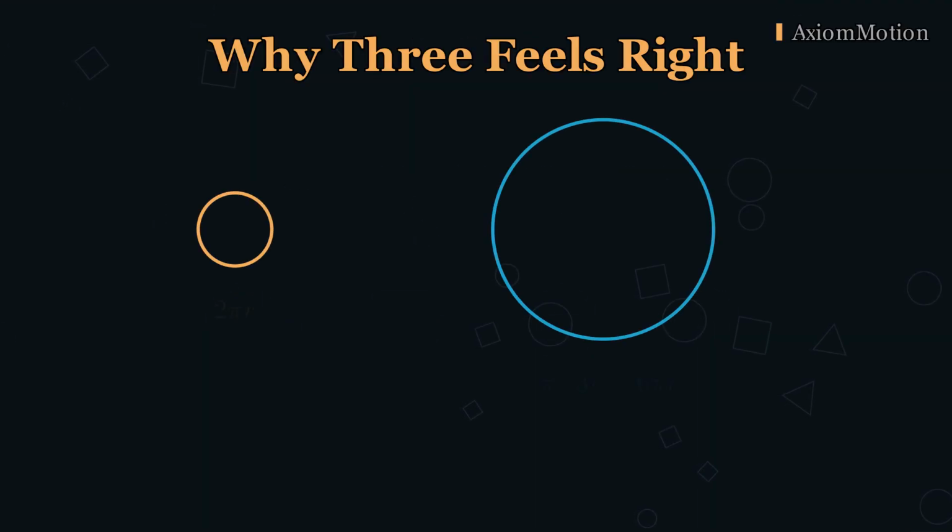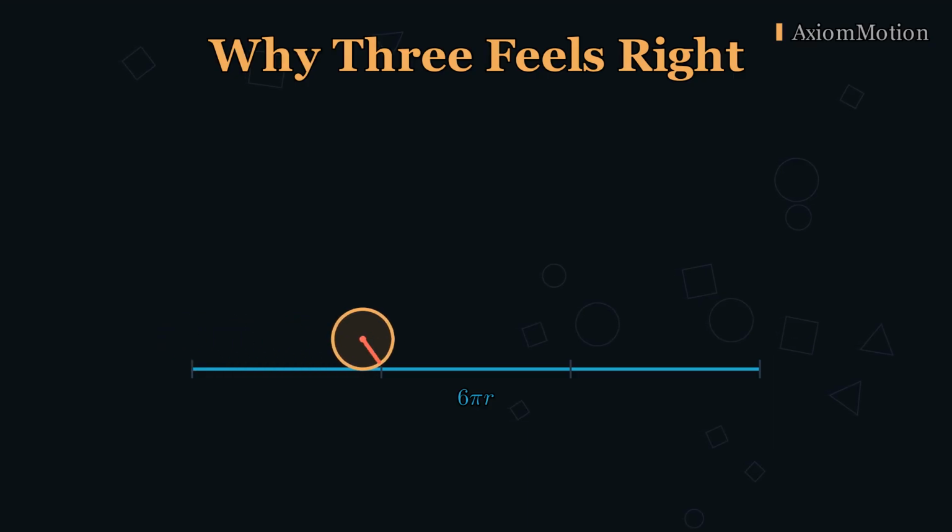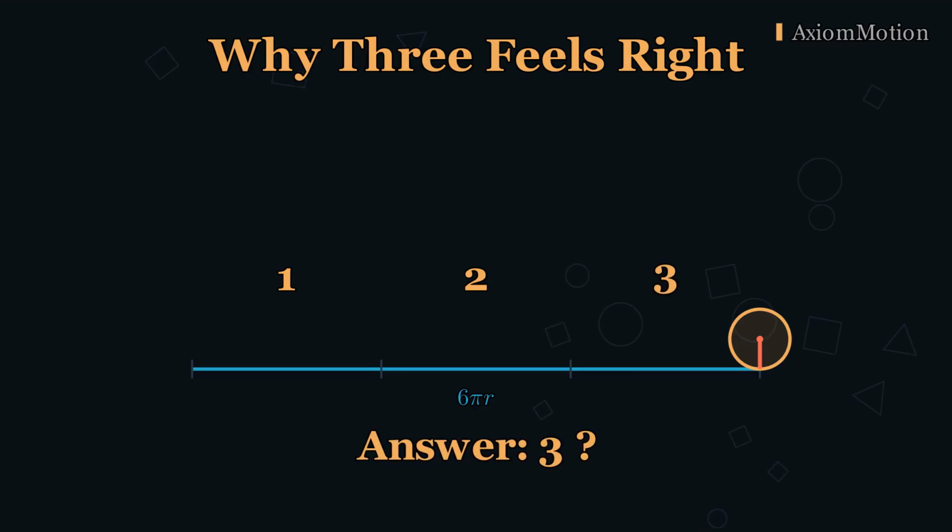Here is the reasoning the test writers had in mind. Circle B has 3 times the radius, so its circumference is 3 times as long. That part is completely correct. Now unroll that circumference into a straight road. The small circle rolls along it like a wheel. Each full turn covers 1 circumference of the wheel, so it takes exactly 3 turns to cover the road. Answer 3. Clean, simple, and wrong.